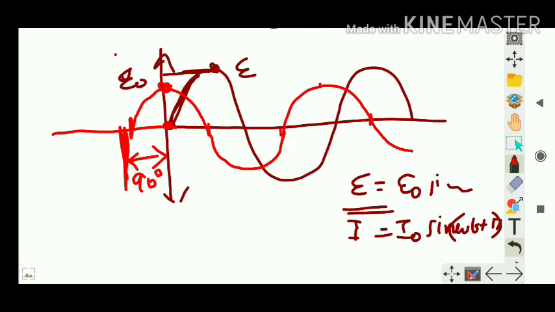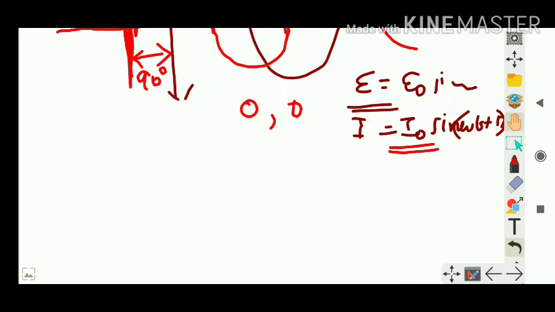That means here the current, this is I naught. I believe you know this is I naught. The current has already started by 90 degrees. So this current is leading the voltage. What is the average current and voltage? Average voltage, you know, is 0, because it's a cycle, a sinusoidal waveform. Clear? Now the next point which we have to deal with is power.